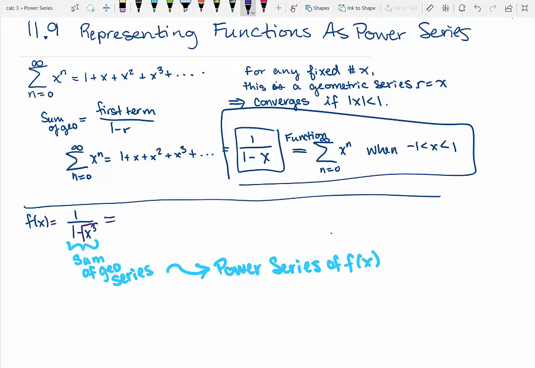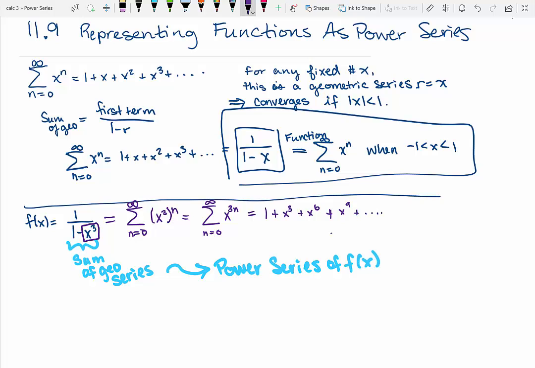The thing playing the role of r here is x cubed. The sum n equals 0 to infinity of x to the n gives me 1 over 1 minus x, so this is going to be the sum n equals 0 to infinity, where I replace my x with x cubed, of x cubed to the n, or the sum of x to the 3n. Think about what we're talking about here: the sum of 1 plus x cubed plus x to the 6th plus x to the 9th, so on and so forth.